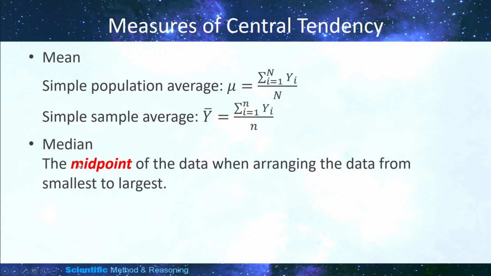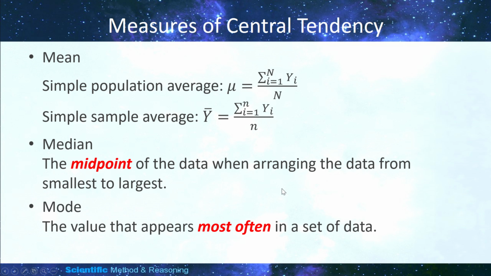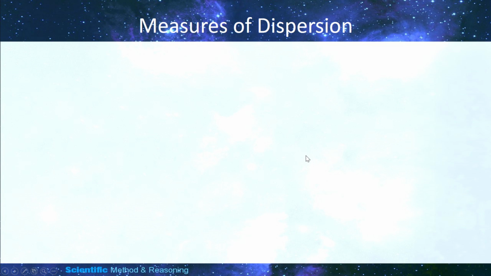Another measure of central tendency is called the median. The median is just the midpoint of the data when arranging the data from smallest to the largest. The median is more appropriately used when the distribution is highly skewed, like the monthly salary of people in Hong Kong. And the mode is another measure of central tendency, which represents the value that appears most often in a set of data. But in this course, we would simply focus on the mean, and we use the sample mean to make statistical inference about the unknown population mean, and that's what we are going to do.